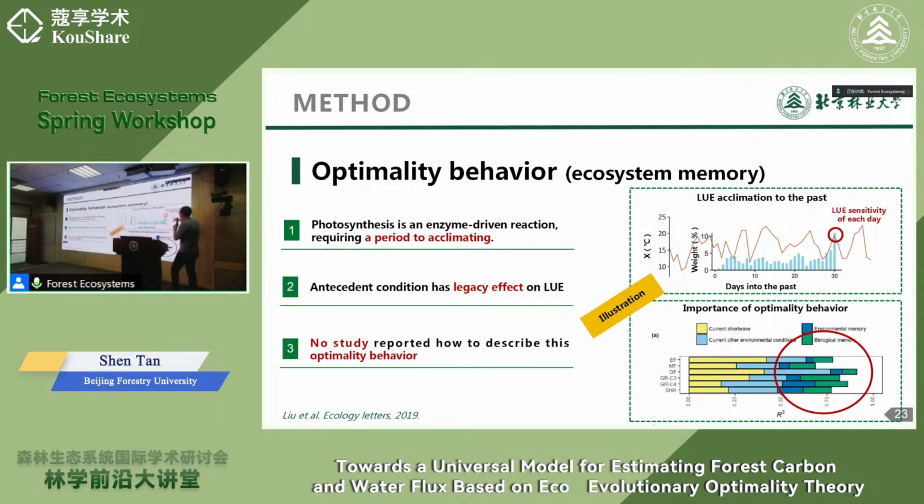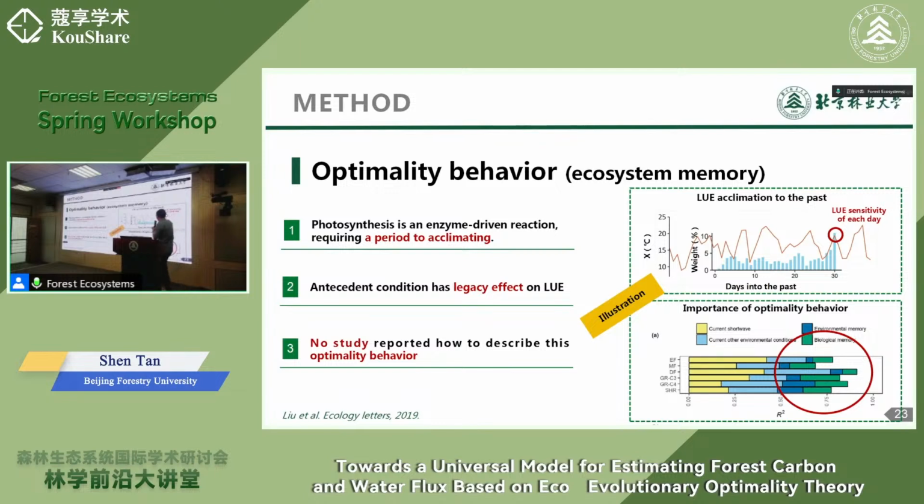That means the environmental conditions should not have an equal effect on the prediction of the light use efficiency. Here, light use efficiency is an example.